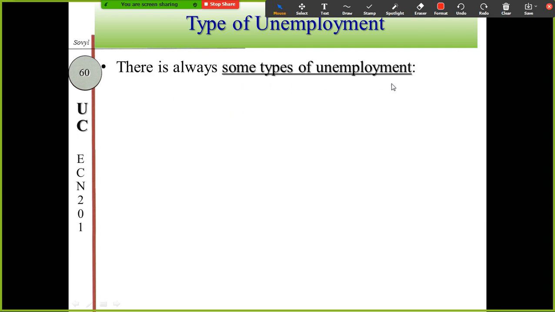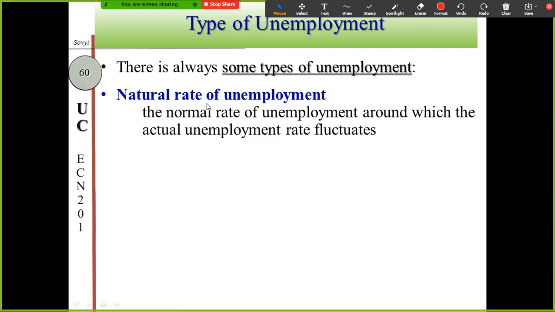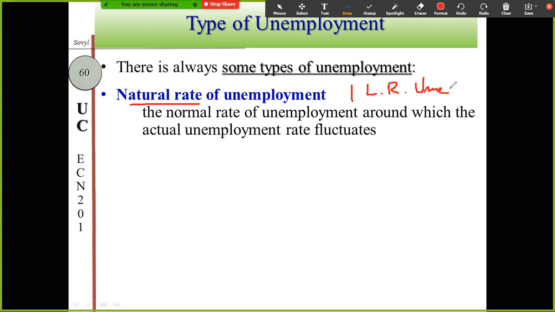Types of unemployment. There are always some types of unemployment in the country, but economists classify those types of unemployment into four types. One, we call the natural rate of unemployment. Natural rate of unemployment, normally we call long run unemployment. It's a normal rate of unemployment around which the actual unemployment fluctuates. Fluctuate means go up and down. So actual unemployment in one country will go up and down. It depends on months, on season, on times, or on economic conditions.